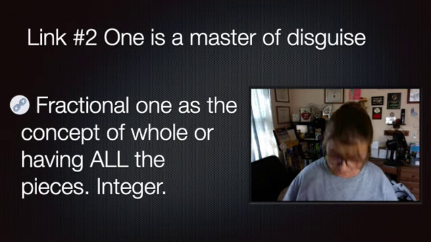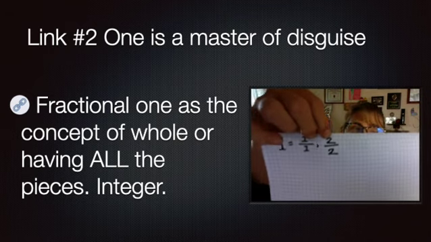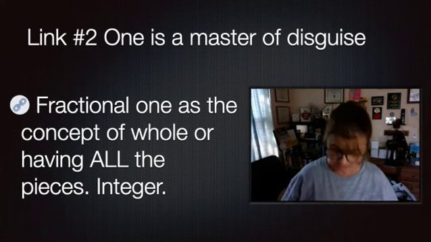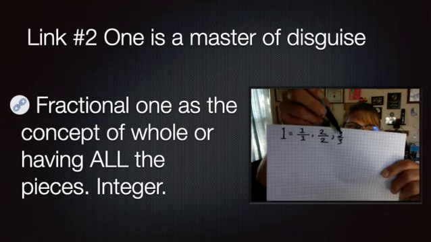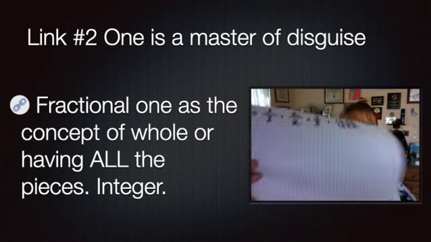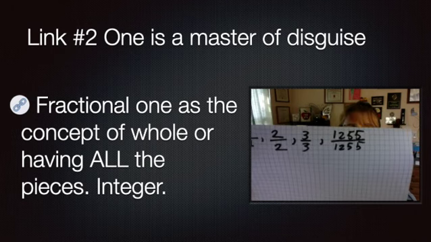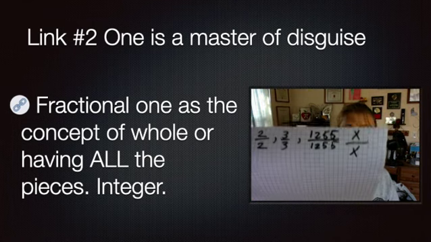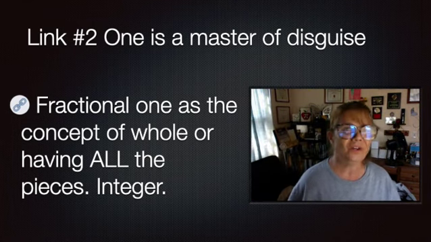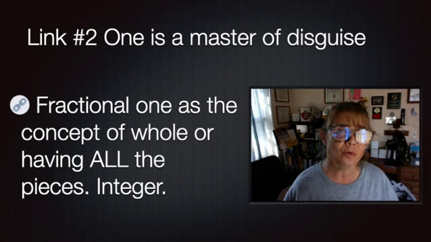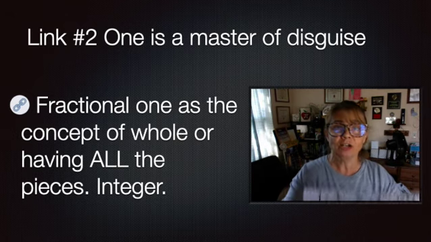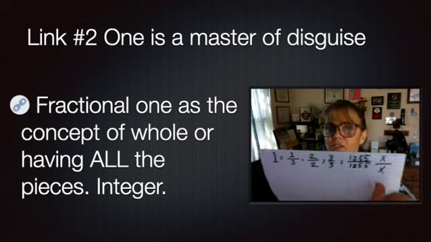I can write it another way. If I have 2 pieces, and it takes 2 pieces to make the whole, then I have 1 whole set. I can do it again. 3 pieces out of 3 to make the whole. 1,255 pieces out of 1,255 pieces to make the whole. Or X number of pieces out of X number of pieces. What do you notice about all of those? It's the same numerator and denominator. Any fraction that is written with the same numerator and denominator is equal to 1. So you can actually write 1 in all of these different forms.